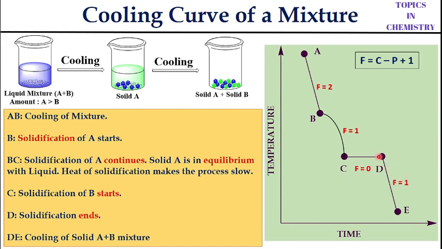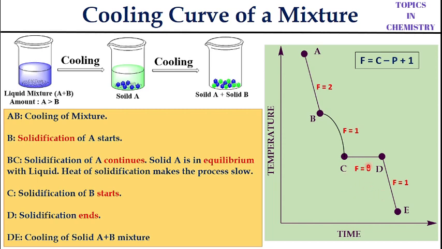Now you can see at the D line, there is no liquid phase, all are solid. That means solid A and solid B, two phases. So the number of phases is equal to 2, component 2, and so 2 minus 2 plus 1 gives you 1. So this is F is equal to 1.